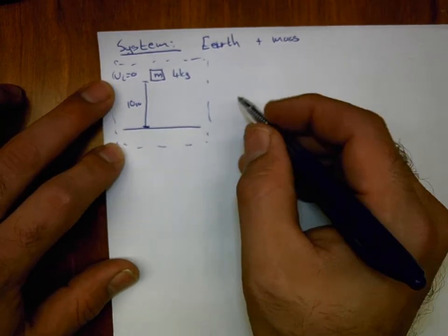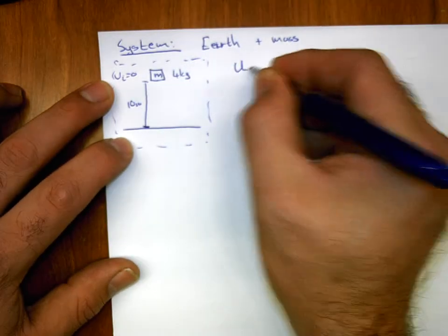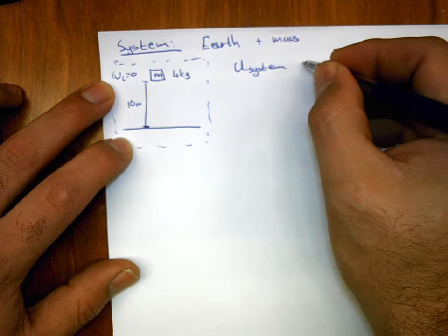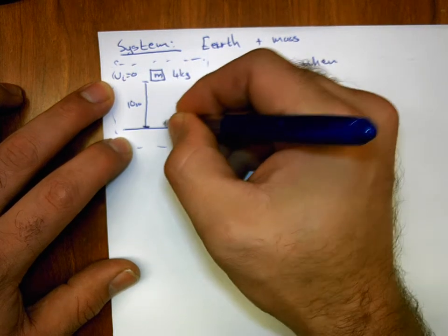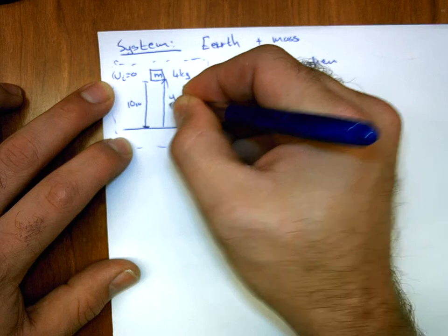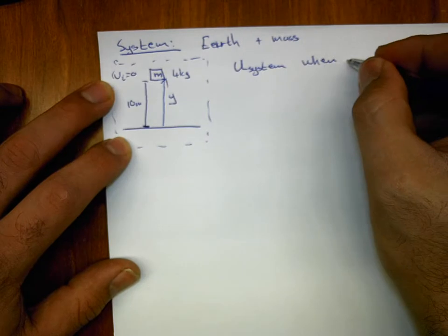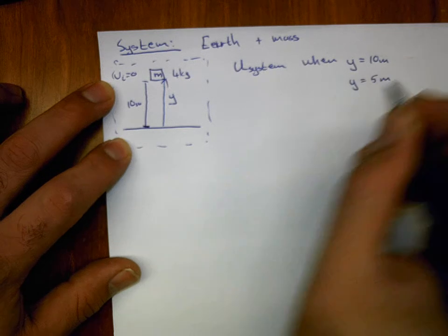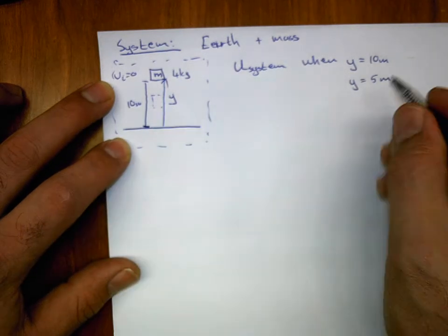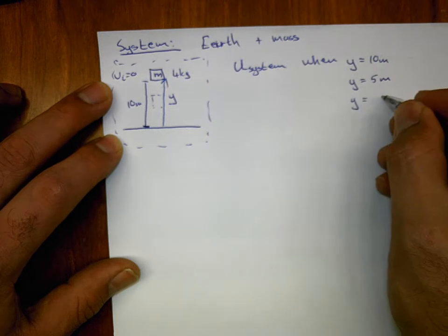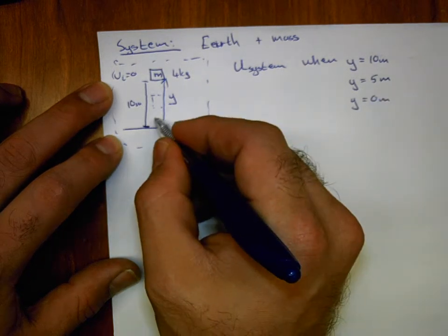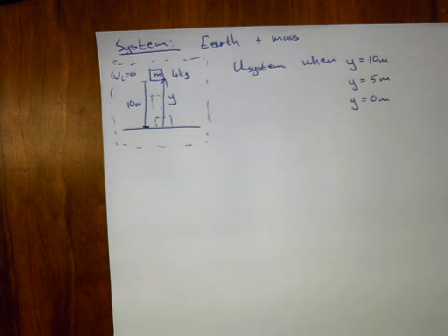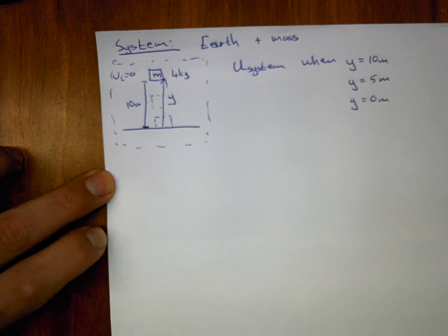So what we are asked is we need to calculate the potential energy of the system, if we take this to be a y component, so when y is equal to 10 meters, y is equal to 5 meters, so the mass has dropped already some distance, and y is equal to 0 meters. So right before, just that instant before the mass hits the Earth and comes to rest.